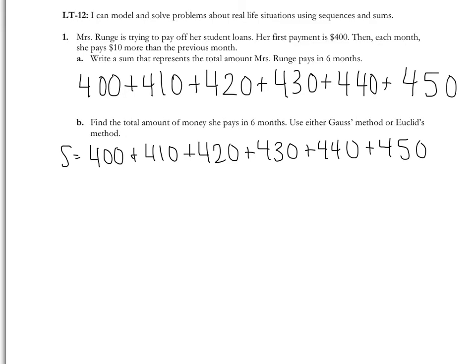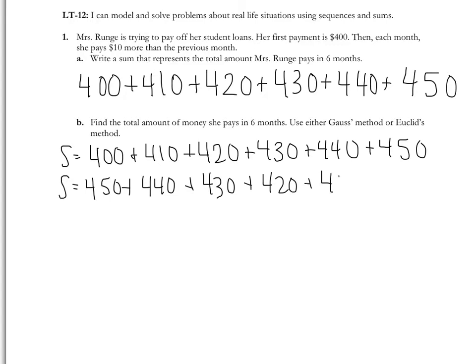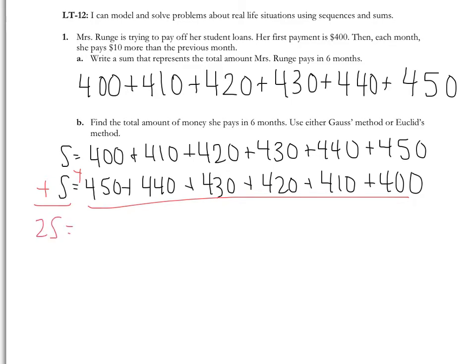So in Gauss's method, we want to take each of the terms and rearrange the order from last term to first term. So we'll write 450 plus 440 plus 430 plus 420 plus 410 plus 400. And the next step in Gauss's method is to add on each side of the equation. So on the left-hand side we have s plus s, which makes 2s. On the right-hand side we know in Gauss's method that each of these pairs of numbers should add up to the same thing.